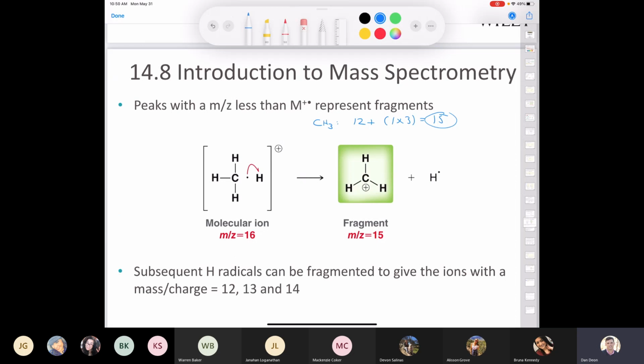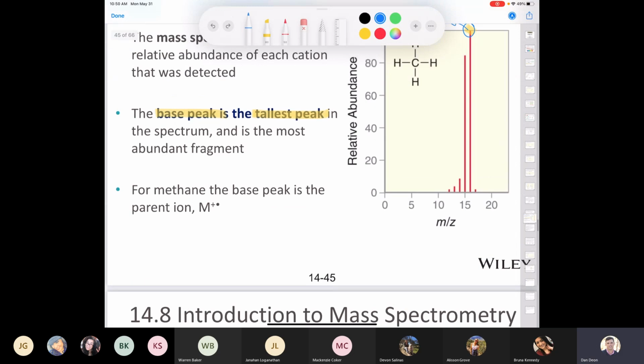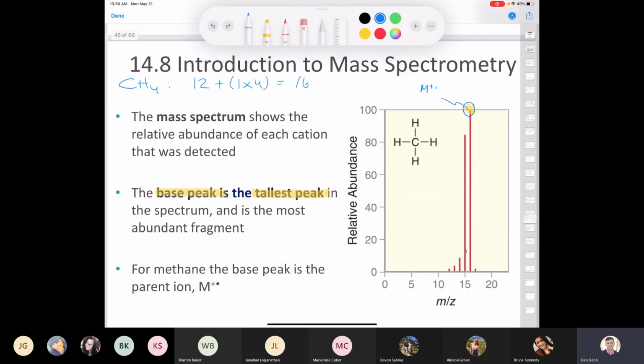So what happens is that other hydrogens can break off to give us other ions or peaks with masses of 12, 13, and 14. The take-home message is all these are just showing the molecule falling apart. Now, if you're thinking, okay, a molecule falls apart, how does that help me as a student? Well, what we're going to see is we're going to analyze how the molecules fall apart, and we're going to be able to make some conclusions from those.